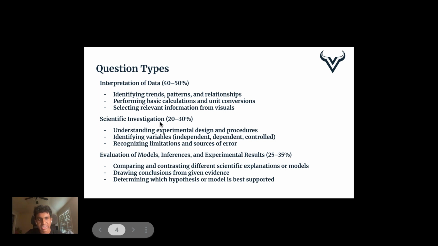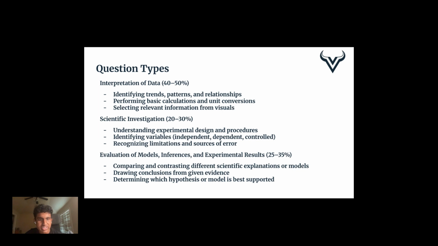Then you have scientific investigation, which is 20 to 30%, which is understanding experimental design and procedures, identifying variables such as independent, dependent, and control variables, and also recognizing limitations and sources of error. So this is basically if you've done a lab in any physics, chemistry, or biology class, you should know what an independent or dependent variable is, controlled variables, and you should know what some of the limitations of a particular experiment are given the method. Like systematic errors, random errors, you've got to be able to find all of that based on the method that the ACT gives you as context.